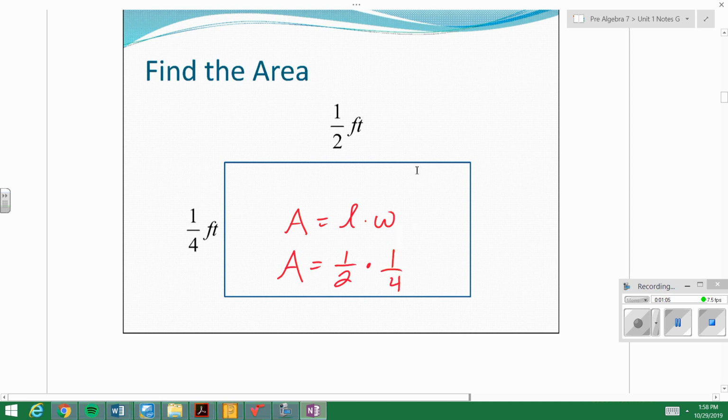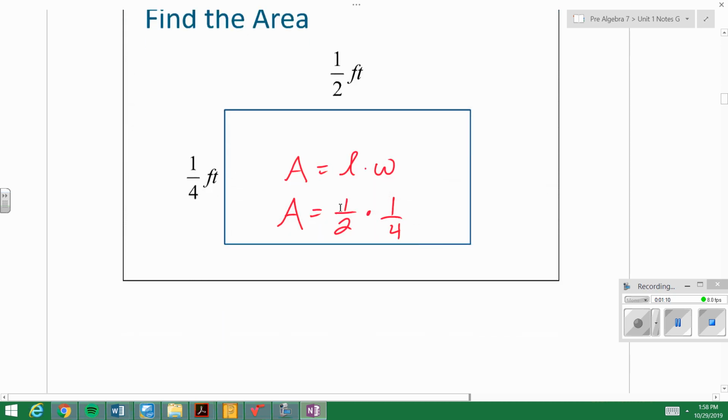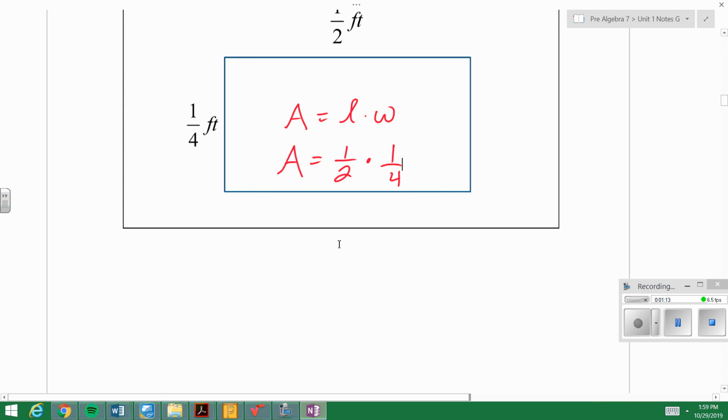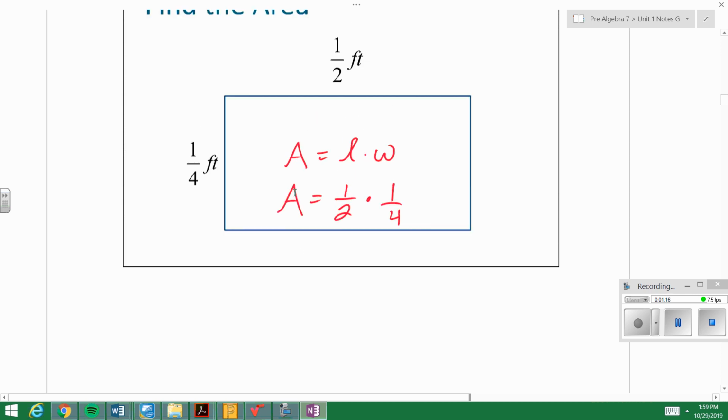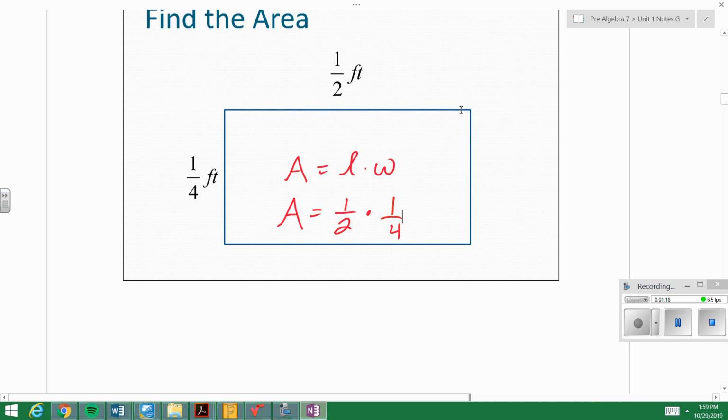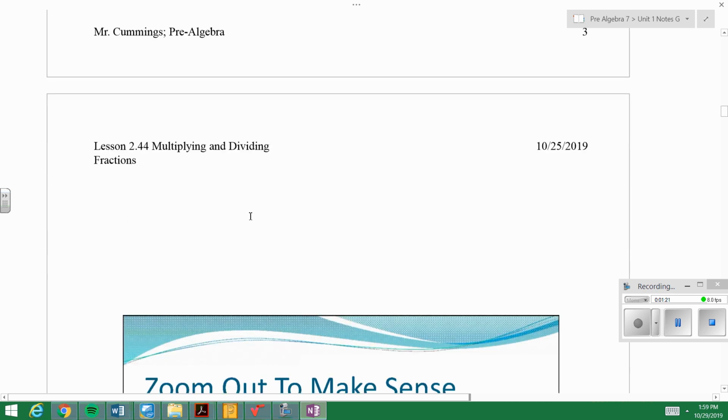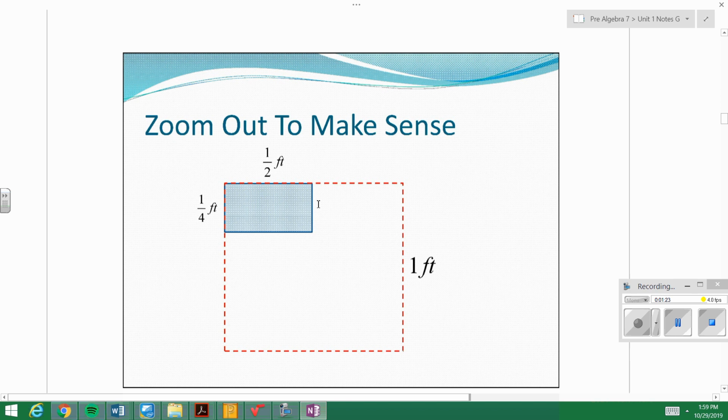Okay, well, I understand that a good percentage of my class might have a good idea of how to do this already. That's okay, that's great, but let's actually make sense of it by zooming out. This measurement says 1/2 of a foot in length and 1/4 of a foot. So let's zoom out to make sense of this. This is the same problem, except here's our rectangle in blue, and here is 1 square foot. If you notice, its length is exactly 1/2 of a foot, and its width is exactly 1/4 of a foot.